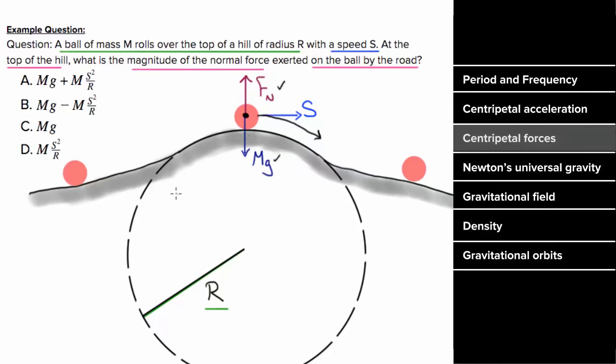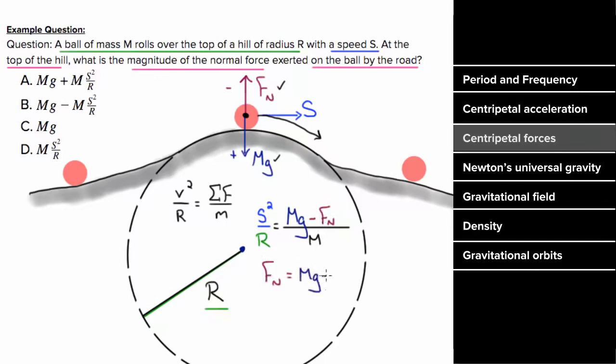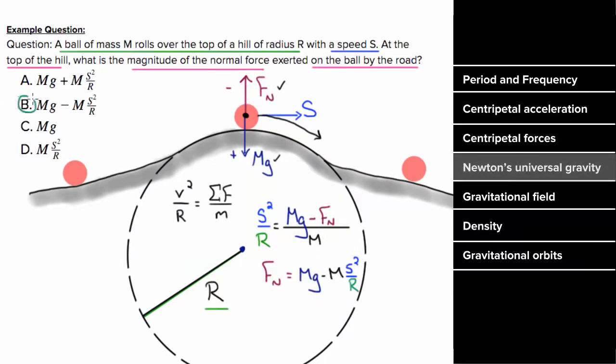To figure out how much less, we could use Newton's second law with the formula for centripetal acceleration. The speed is s, the radius is r. The force of gravity is going to be a positive centripetal force since it's directed toward the center of the circle. The normal force is going to be a negative centripetal force since it's directed radially away from the center of the circle. And we divide by the mass, which, if you solve this for normal force, gives you the force of gravity minus m s squared over r, which makes sense because this normal force has to be less than the force of gravity.